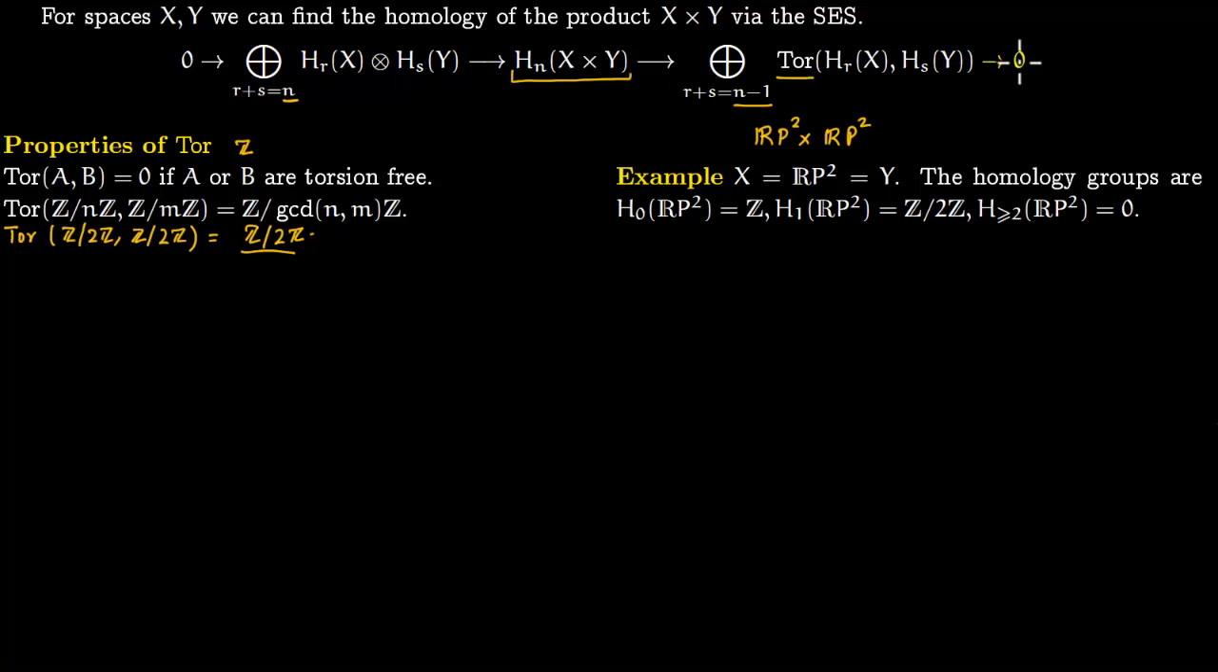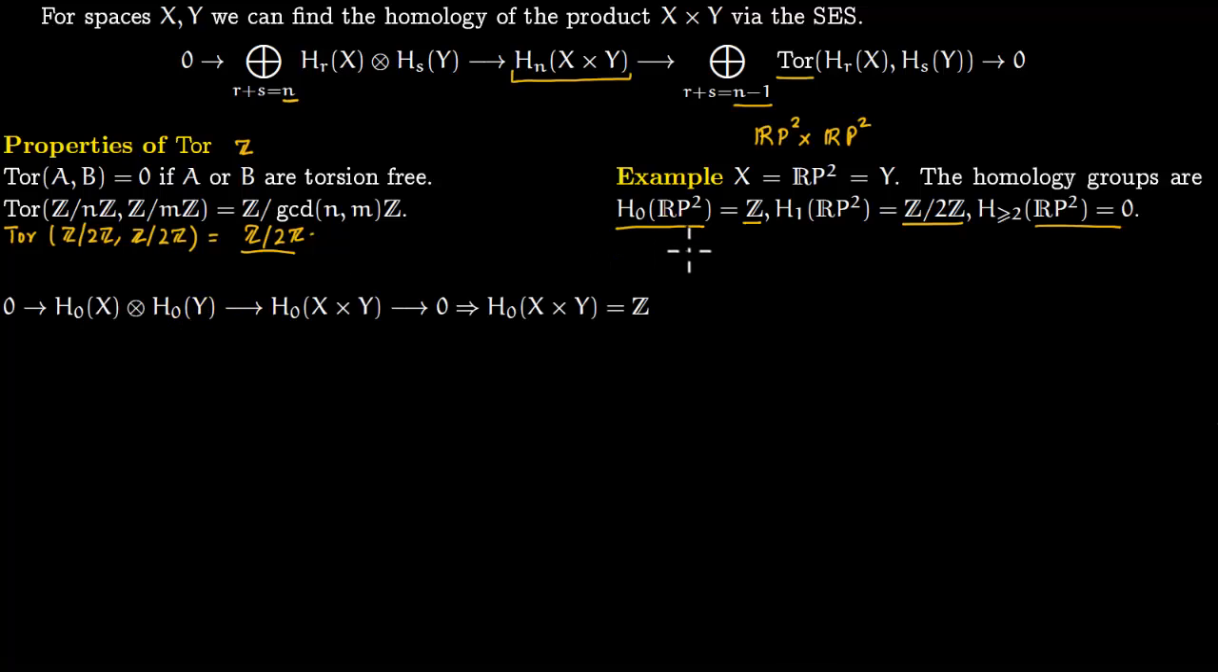We are going to use this short exact sequence. So first we need to know what the homology groups are. The 0th homology group of RP2 is the integers. The first homology group is Z modulo 2Z, and the higher groups, that is H2, H3, H4, are all 0. So let us now start computing this.